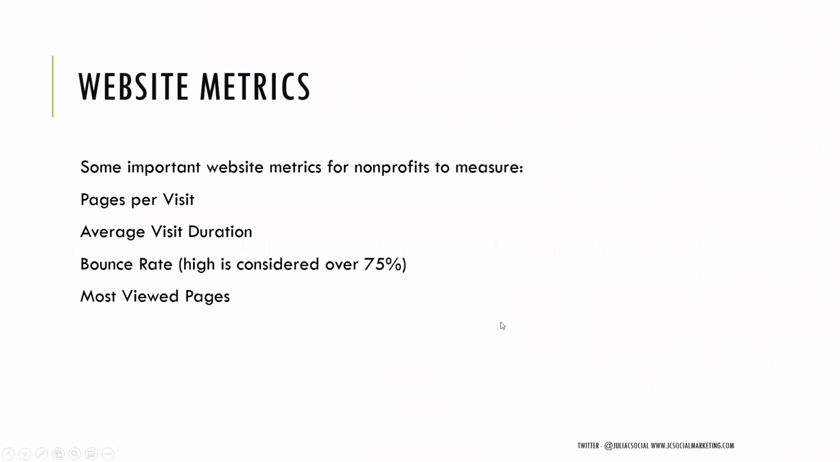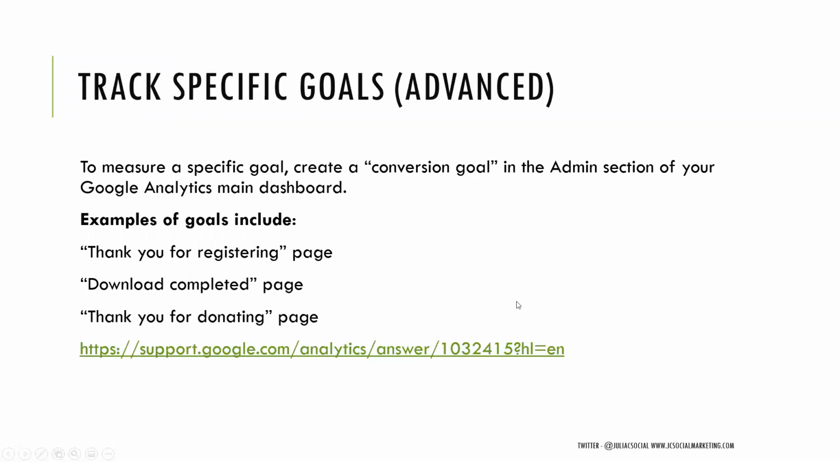So some important metrics that you can look at: pages per visit, average visit duration. You know, what's your bounce rate? That means people that just immediately come to your website and leave. And your most viewed pages, your most popular pages, that's going to help inform your strategy.